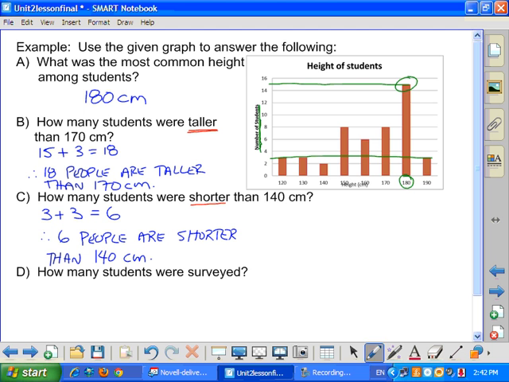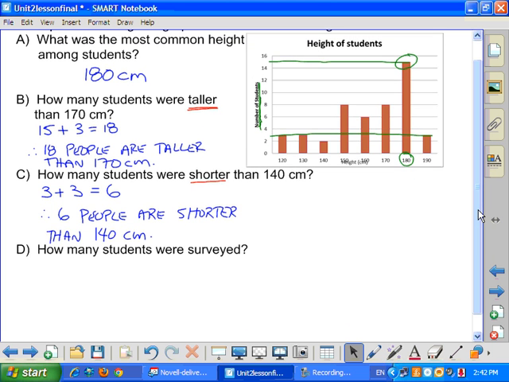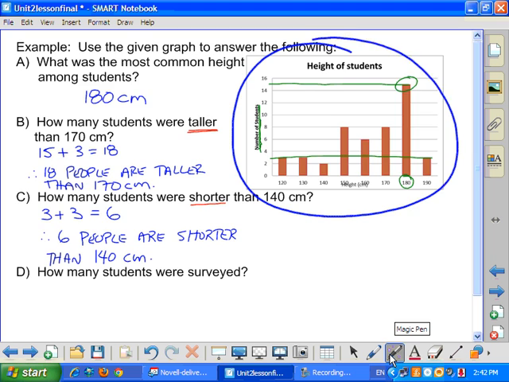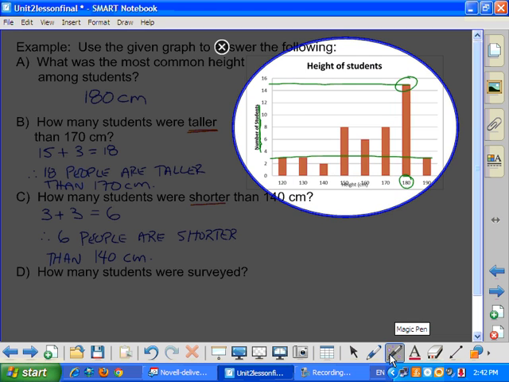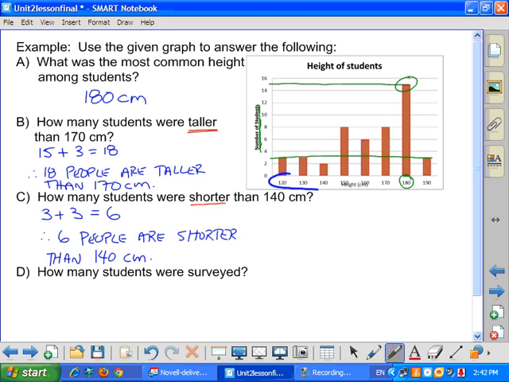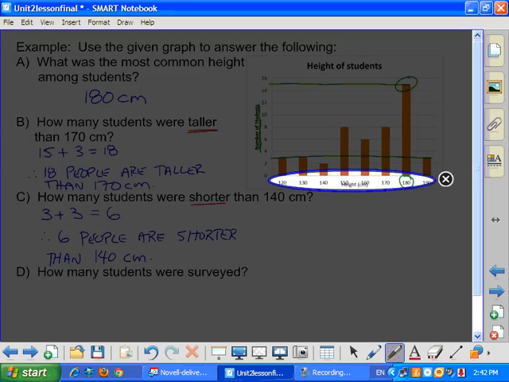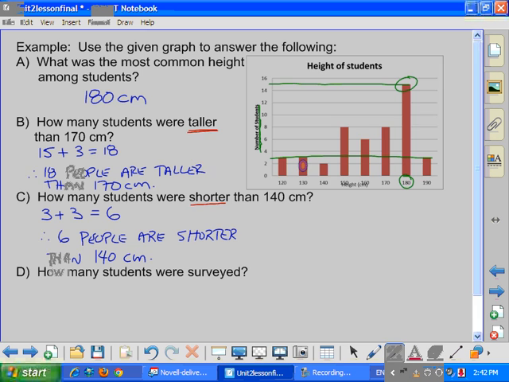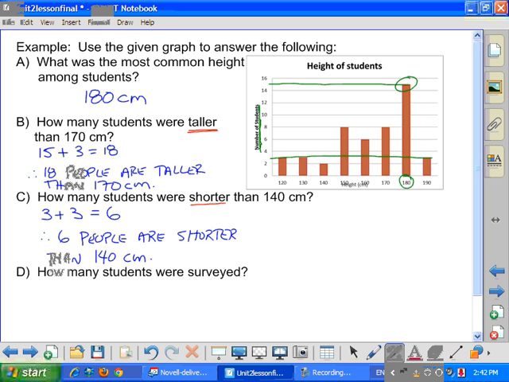And the last one asks, how many students were surveyed for this question? Maybe I didn't point this out at the start, but this is a histogram right here. A histogram shows all the possible results. Here are the possible heights, and it shows how often each height occurred. How many people answered, that's how tall I am. So this is an example of a histogram.